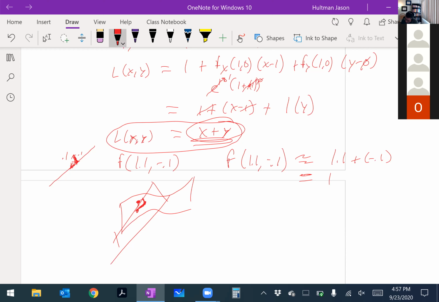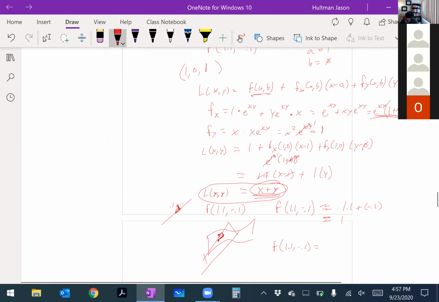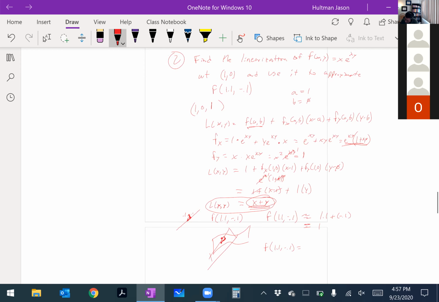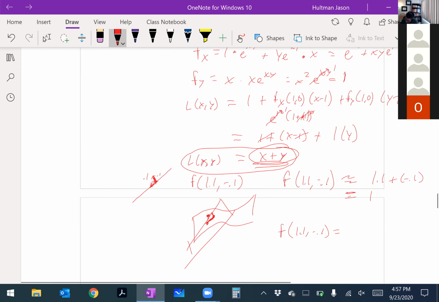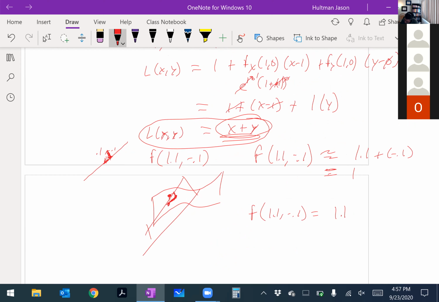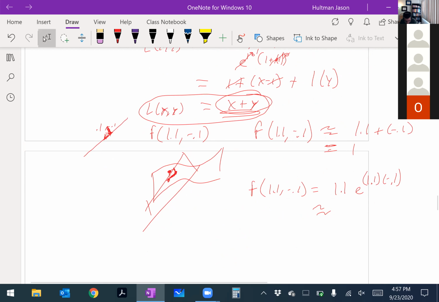So let's compare this to the actual result. What would be f of 1.1, negative 0.1? Let's plug that into our original function, x e to the xy. If I plug that into a calculator, I get approximately 0.98542, which is really close to our approximation.